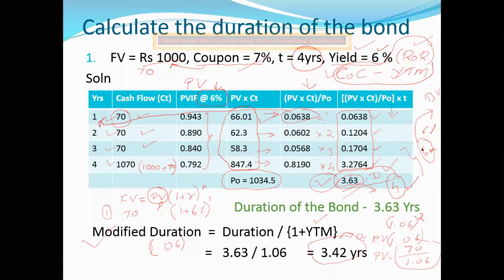modified duration. So in the exam, a question will come. They will ask you to calculate duration. They will ask you to calculate modified duration also. Are you able to understand? Are you able to get this concept of how we estimate the duration of the bond?